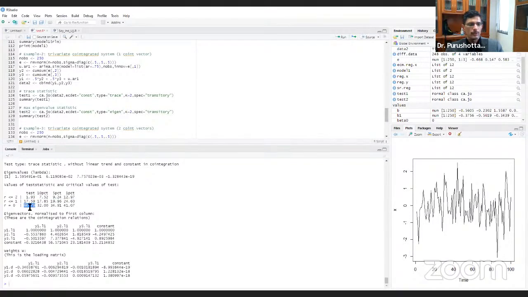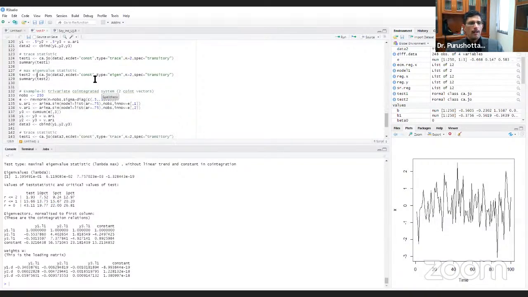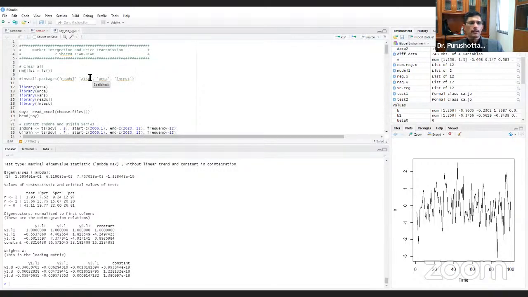The test is testing. So in this one again, only at least one cointegrating vector is there. No more than one cointegrating vector is rejected. Similarly for the max test also. So only one. So we'll go for the soybean data, which we have worked out earlier.